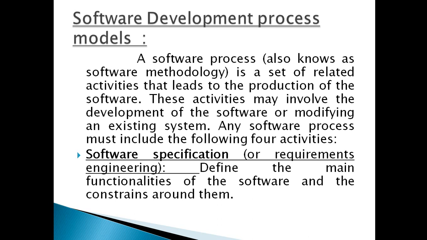These requirements can be classified into two categories. One is system requirements, the second is user requirements. The system must fulfill the demand of the user. It means the system must be user friendly as well as fulfill the demand of the users. The main functionality of the software and the constraints around it.